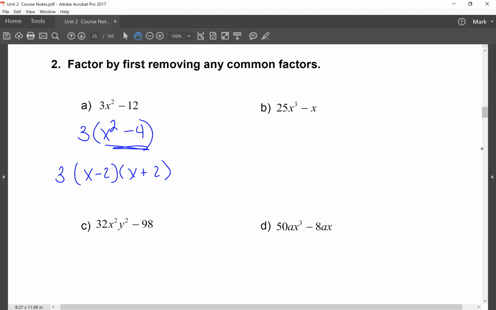Like for B is one I would definitely miss when I was younger. So for B, I can certainly factor out an x. And I'm left with 25x squared minus 1. And again, I would be tempted to stop there, but if you look carefully, this is a difference of squares. So I would say, okay, keep my x, and then I could have 5x minus 1 and 5x plus 1.